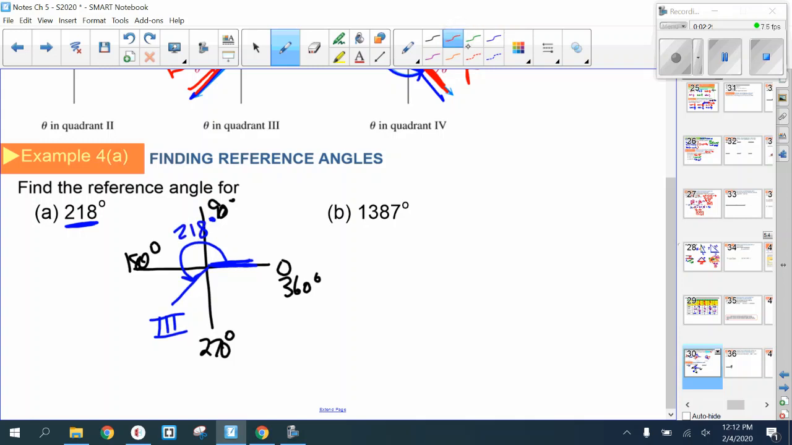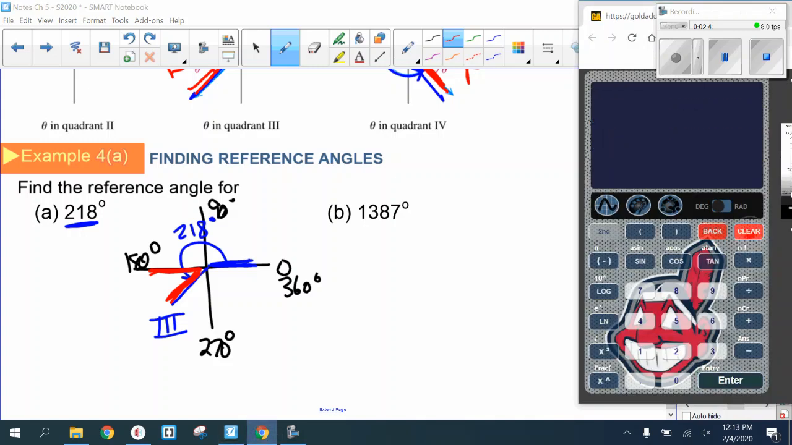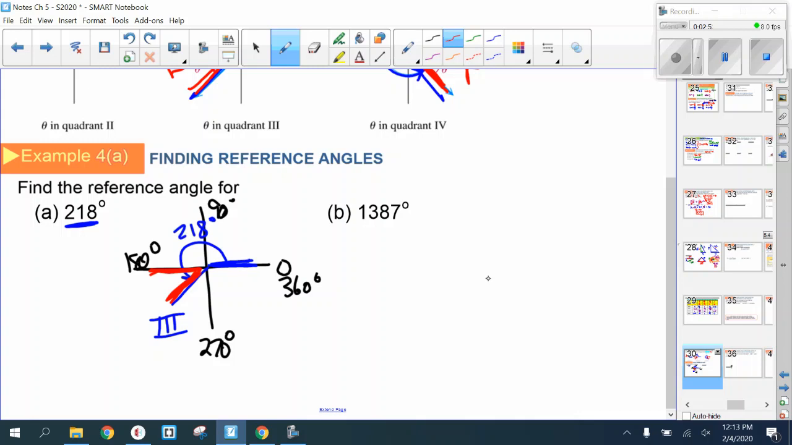But if we're finding the reference angle, I want to know this distance right here. And once you get good at this, you'll do it in your head, and you'll see it's just how far past 180 are we. With a calculator, I guess, you could go 218 minus 180. But again, when you get good at this, you're going to be doing this in your head. The reference angle right here is 38 degrees. Okay, 38 degrees.